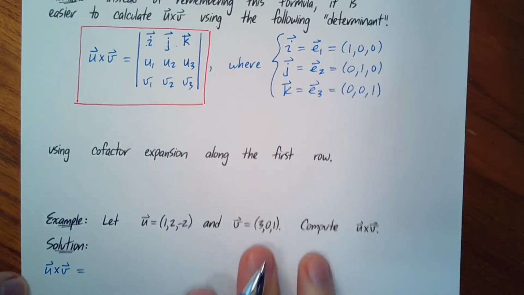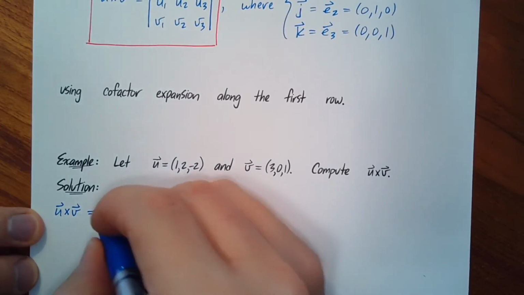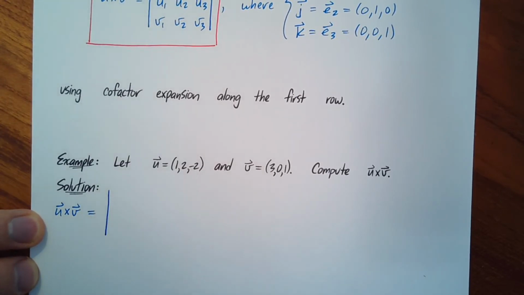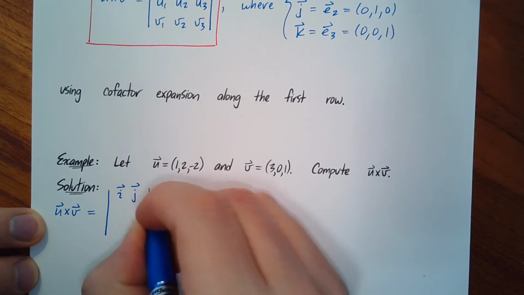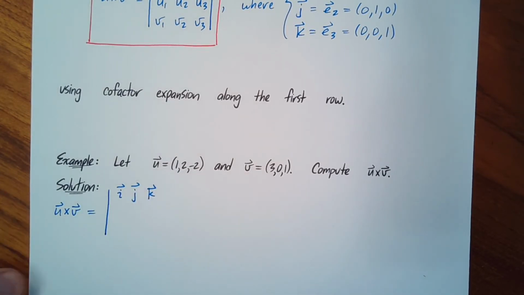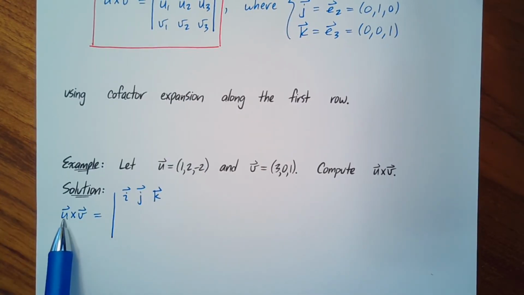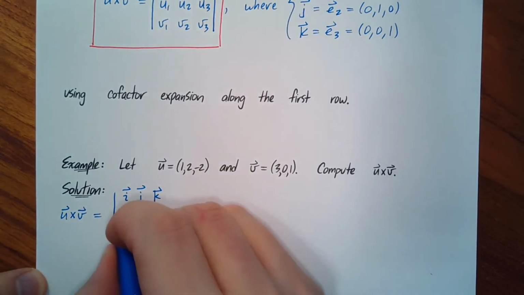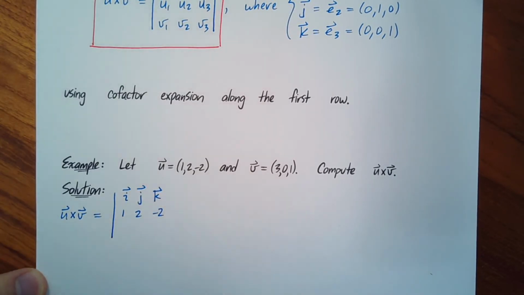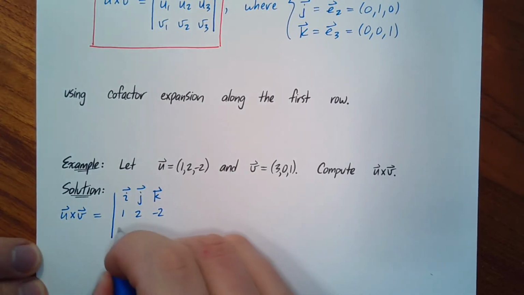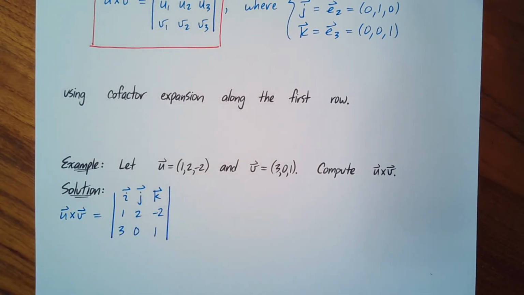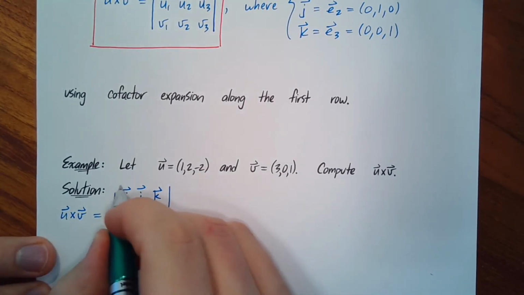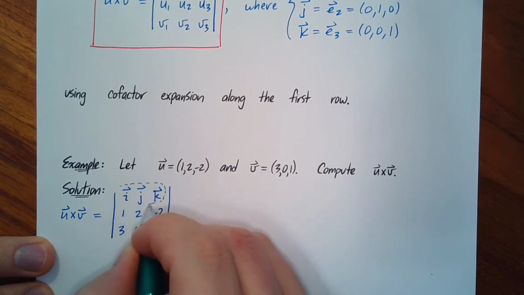So we're going to form a 3 by 3 matrix. The first row is going to be the vectors i, j, and k, right? And then our second row is going to be the coordinates of this vector u. So we're going to have 1, 2, and negative 2. And then the third row is going to be the coordinates of the vector v, which is given over here as 3, 0, 1. Okay, and then we're going to do cofactor expansion along the first row.